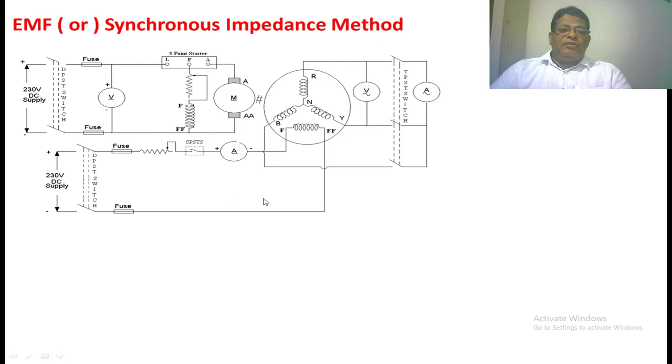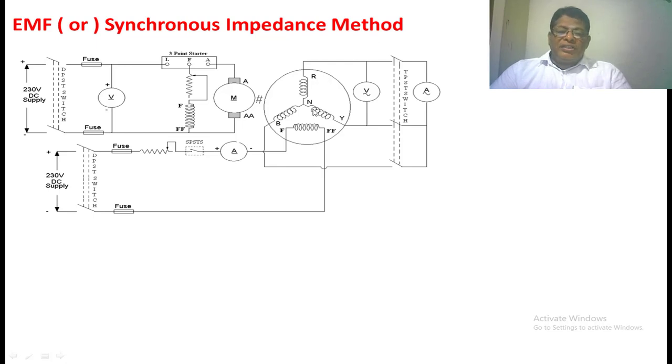This is the circuit diagram to conduct an open circuit test as well as a short circuit test on a synchronous generator in the synchronous impedance method. This is the stator in which the three-phase winding is connected in star. So finally, we get three terminals. Across any two terminals, we connected one voltmeter. The three terminals are connected through the ammeter to the TPST switch.